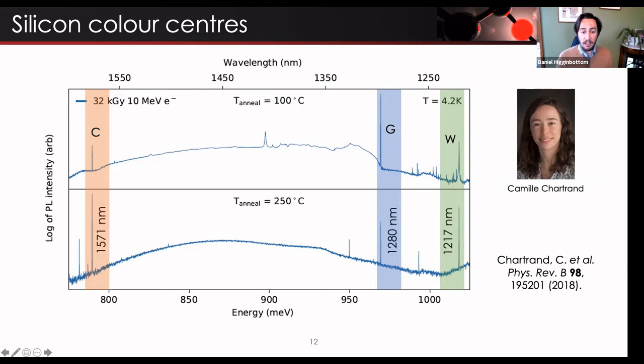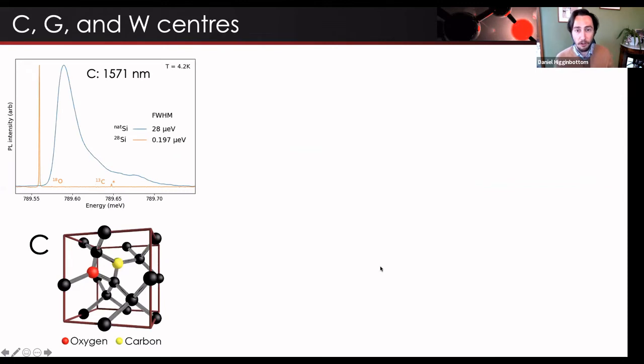Now, what's interesting is that while we might expect donors like phosphorus and selenium to show very narrow lines in silicon because they don't substantially perturb the silicon lattice, that's not necessarily true for these silicon color centers. They're significant lattice defects by definition. Many of them have multiple chemical components. So we were very pleasantly surprised to discover that they exhibit the same dramatic inhomogeneous line width narrowing in silicon 28 as the other donors that we've examined before. So let's take a close look at a few of them.